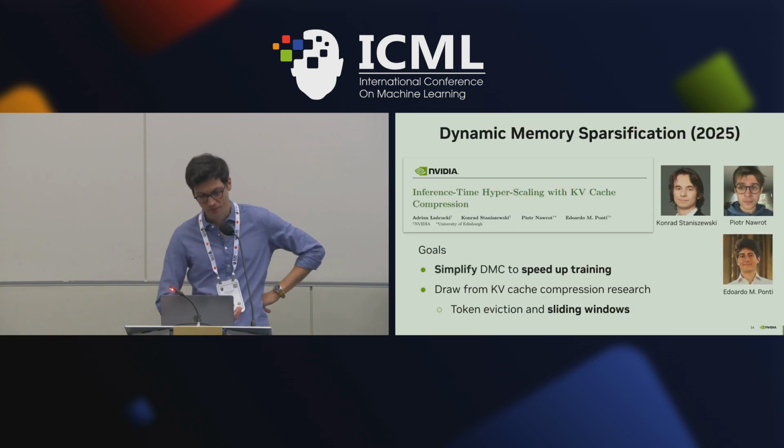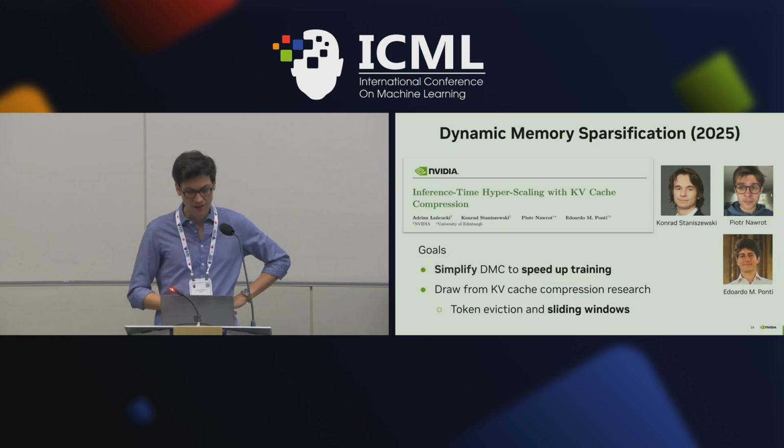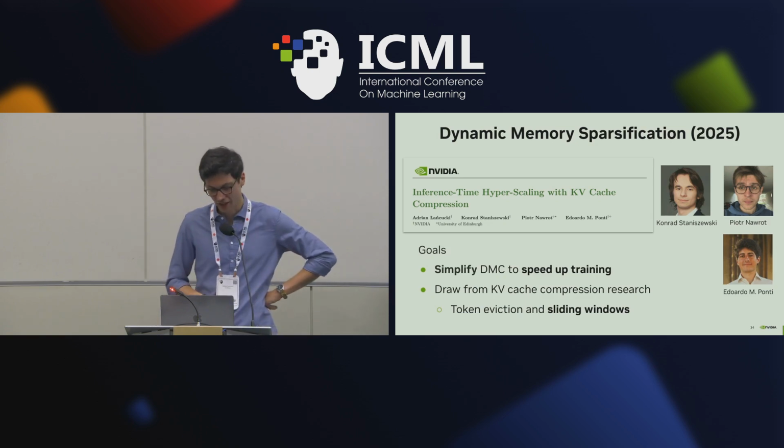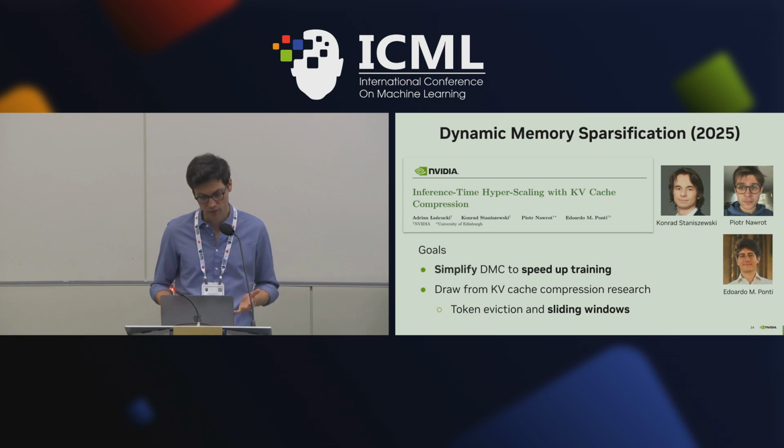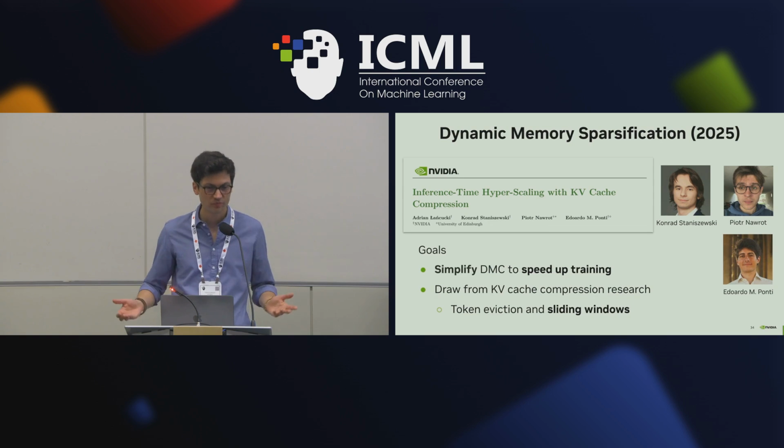And so let's fix it. The third one, dynamic memory sparsification. And this one is very recent. We released this paper in early June this year, and we tried to fix whatever we thought was broken with DMC. So we wanted to make it faster.